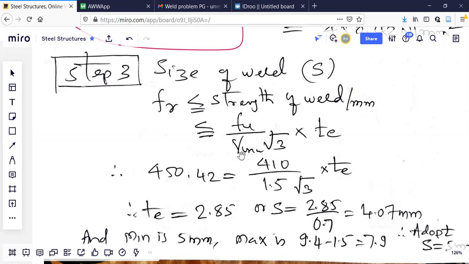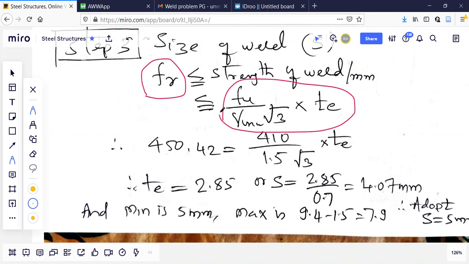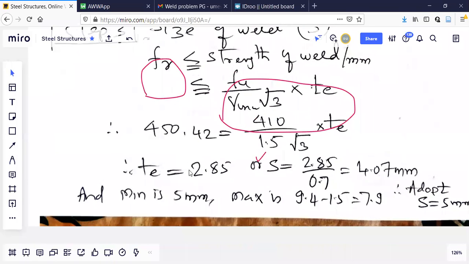So Fu by gamma, this one into root 3, T is introduced here, because the problem is solved considering unit thickness. Simply equate FR with this formula. Finally, your job is to equate these two parameters, this one and this one. Since the welding is carried out at the site, this is 1.5. Otherwise, it would have been 1.25. If they say that the welding was done in the shop or in the factory premises, it will be 1.25. For site welding it is 1.5. So everything is there now. You just have to find out the value of TE.